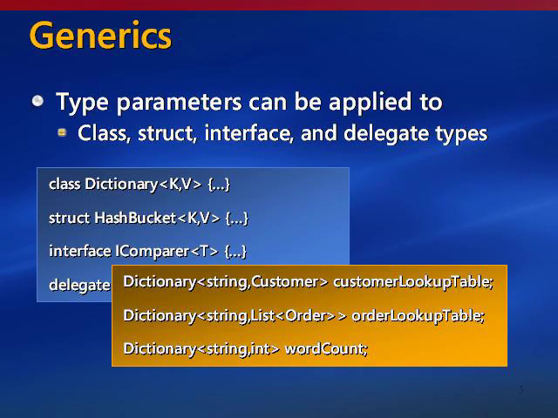Speaking of the dictionary, when it's being used in constructed types, we can look at some examples here. For example, I might have a Dictionary of string, Customer, i.e. a dictionary that maps from strings to Customer objects, and that would be my customer lookup table. I could have a dictionary that goes from string to List of Order, and that's my order lookup table. Or a Dictionary of string, int, which is my word count if I'm writing a word counting program, etc. The way you would use this is just like a hashtable, except you actually say what the key type is and what the value type is.